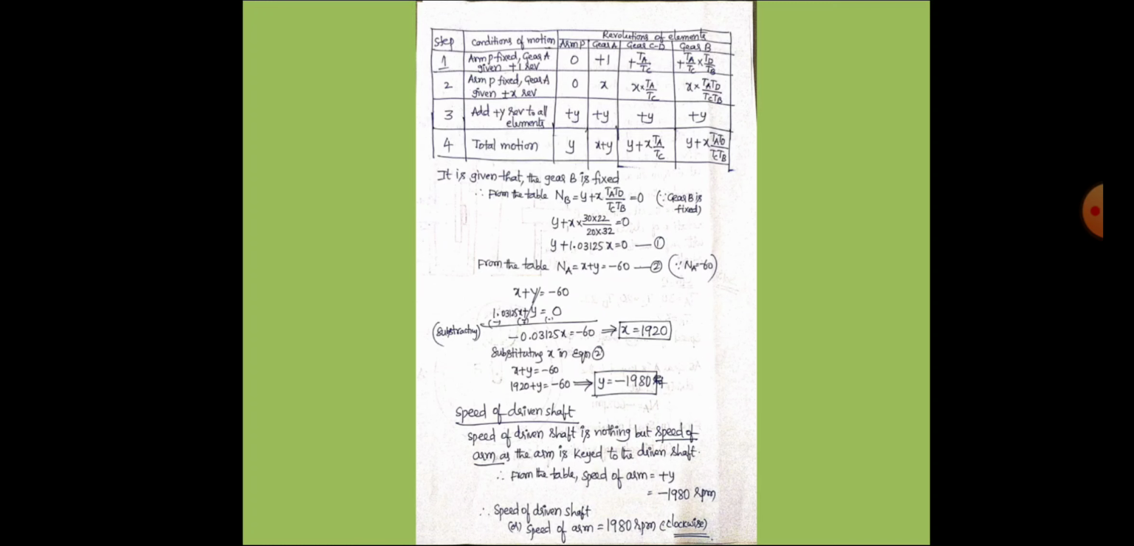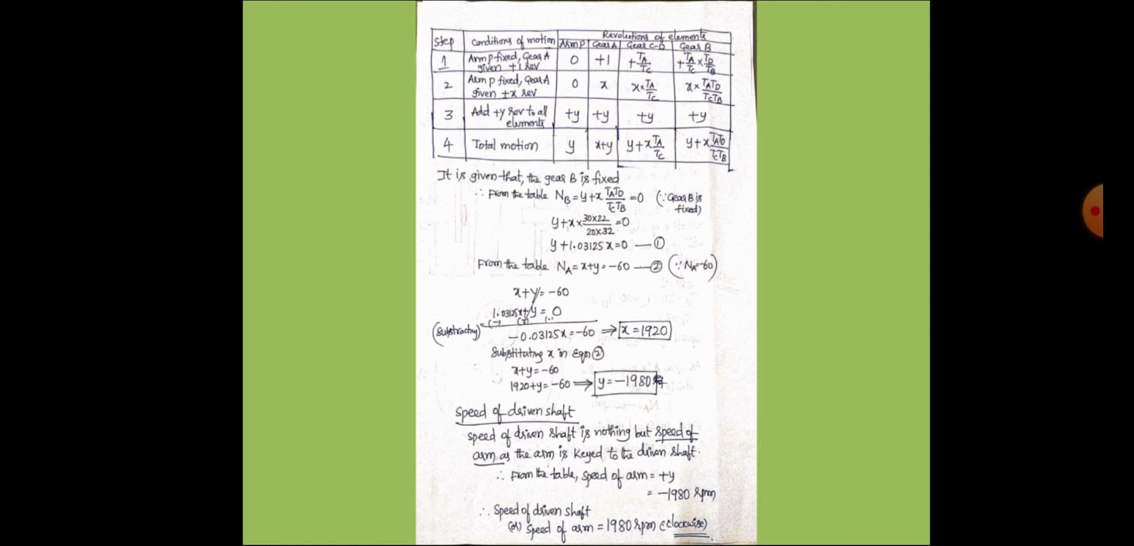Now, only after completing the table, one should remember the last row, because Y is nothing but the speed of arm P. X plus Y is the speed of gear A. Y plus X into TA by TC is the speed of gear CD. So Y plus X into TA TD by TC TB is the speed of gear B. So from the table, you should always refer by default to the last row, that is the fourth row values.